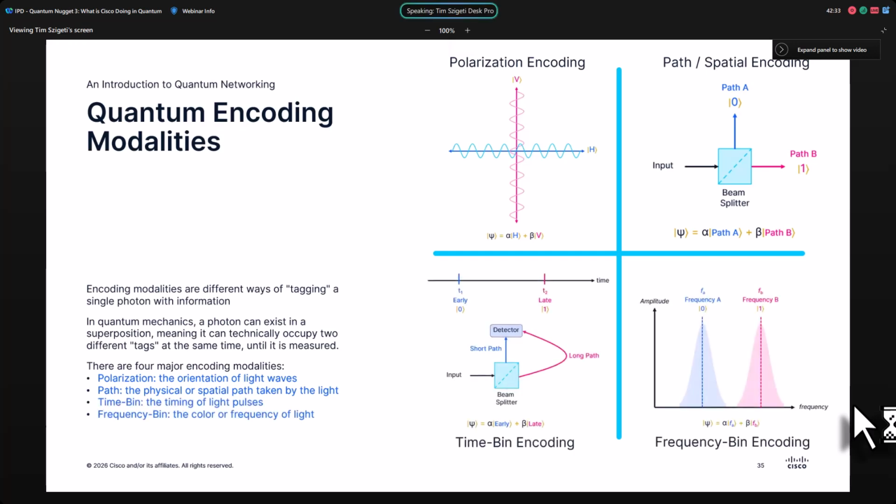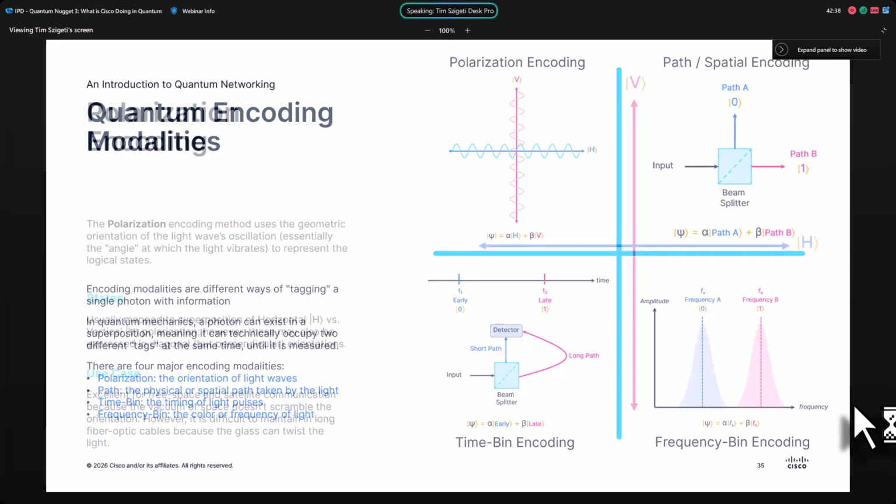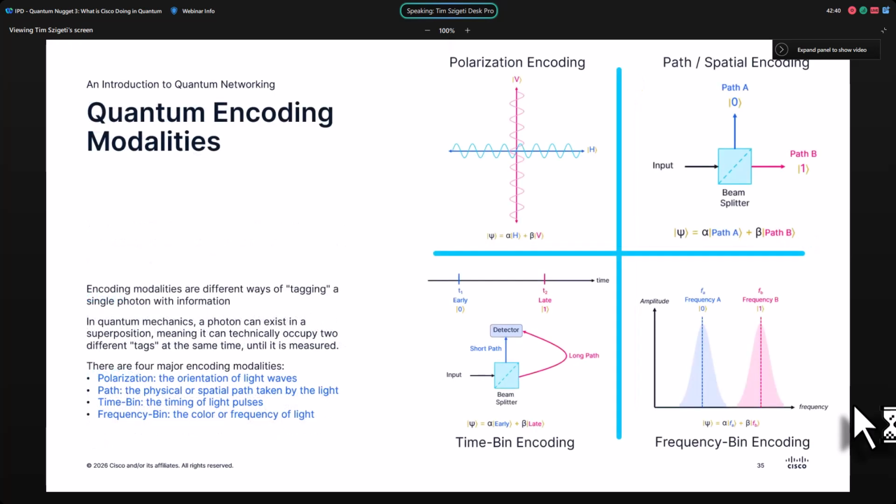Okay, it's a little bit of a lag. And then we can apply that concept further to time bin encoding and finally frequency bin encoding. There seems to be a little bit of a lag, but we're going to do our best to adapt to that delay. Okay, let's look at each one of these in turn so that we understand the different encoding methods.